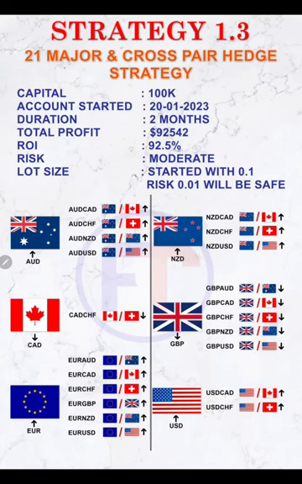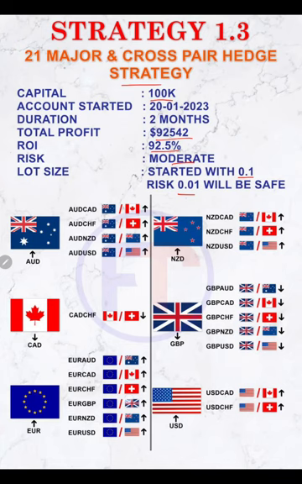So this is the strategy name, 21 major and cross pair hedge strategy, initiated with 100k capital, and the total profit is 92,542, which means the total ROI is 92.5%. It started on 20th of January, and it's almost 2 months, and currently it is connected with a moderate risk on a 0.1 lot size. But if you connect it with a 0.01 lot size on a 100k capital, it will be extremely safe.